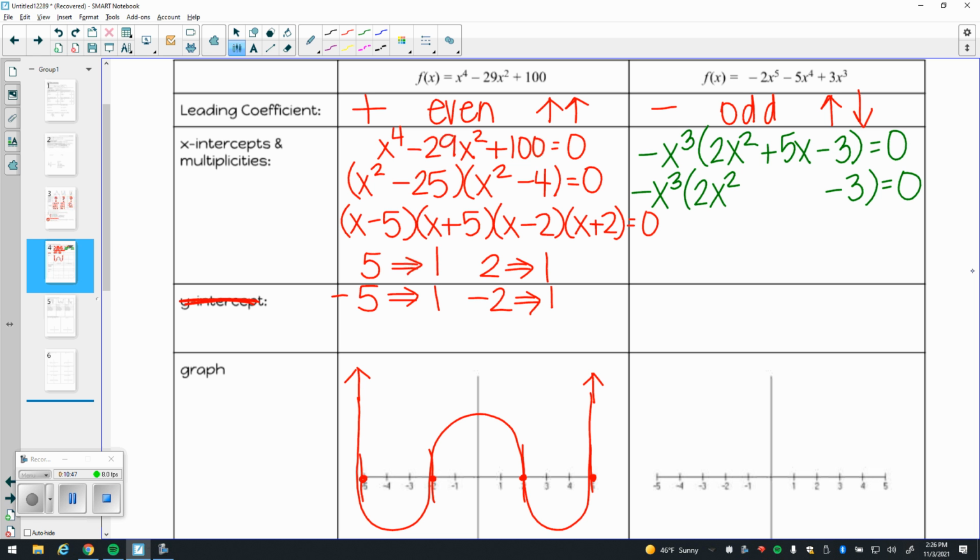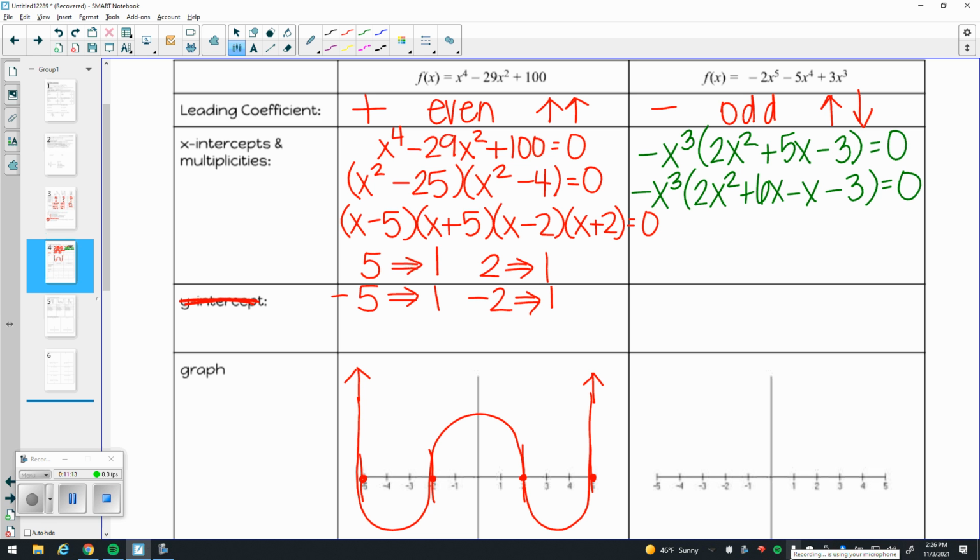How do I find my middle terms? What multiplies 2 and negative 3? Negative 6. What multiplies to negative 6 that adds to 5? 6 and a negative 1. So I'm going to have a plus 6x, and I'm going to have a minus x. Yes? 4 terms.